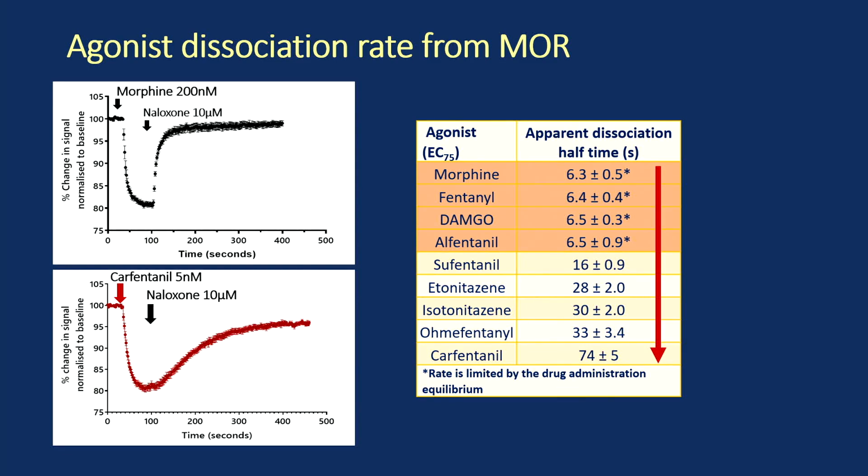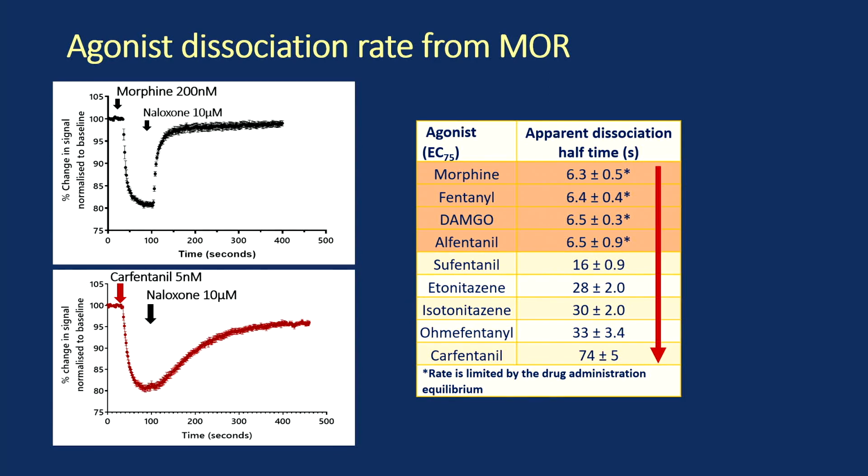And how we designed the study, as previously, we added the agonist at EC75, and we treated the cells with 10,000 times naloxone KD, so it's 10 micromolar. So the idea being that when the agonist leaves the receptor, there will be an excess of naloxone, so there will be little chance of the agonist rebinding. That will give us an apparent dissociation time.